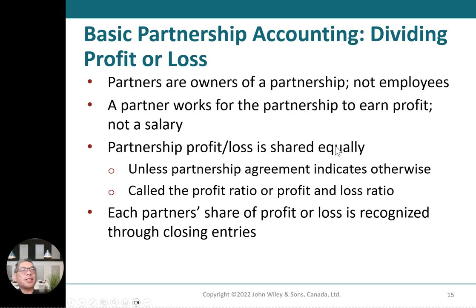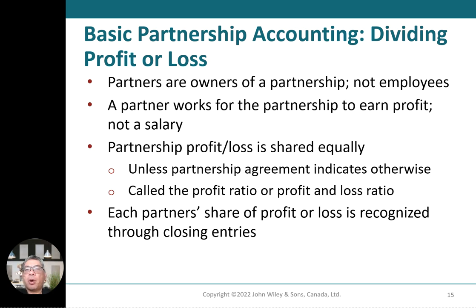Partnership profit is shared equally unless the partnership agreement indicates otherwise. So mostly our partnerships are 50-50, unless there's a separate agreement. It's also called the profit ratio or loss ratio. So if you make money, let's say the company Samosa Shop makes 100,000, divided 50-50, each will receive 50,000. That's the key part.